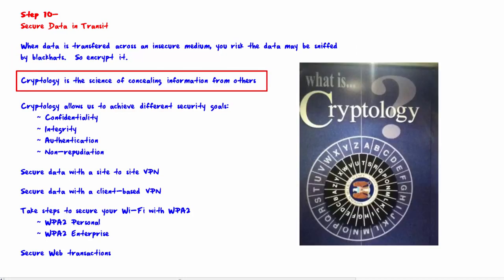Cryptology is the science of concealing information from others. In cryptology, we deal with plain text, which is the same as clear text, which is data that can easily be read by anybody. We encrypt the data into ciphertext, which makes it difficult to read by others. Hopefully, very difficult. Ciphertext can be decrypted to get back the original clear text.